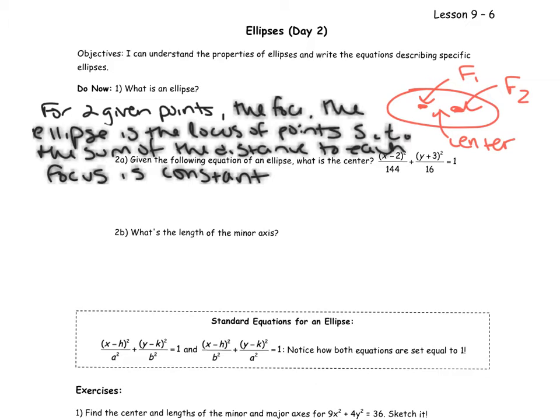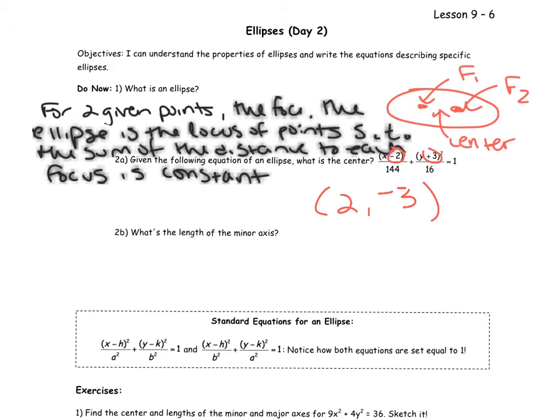So given the following equation for an ellipse, what is the center? Remember, think about it similar to the equation of a circle in center-radius form, very similar, except now we have our major and minor axes taking a role. But the center is just going to be at (2, -3). Remember, we take the opposite signs of what's inside the parentheses.